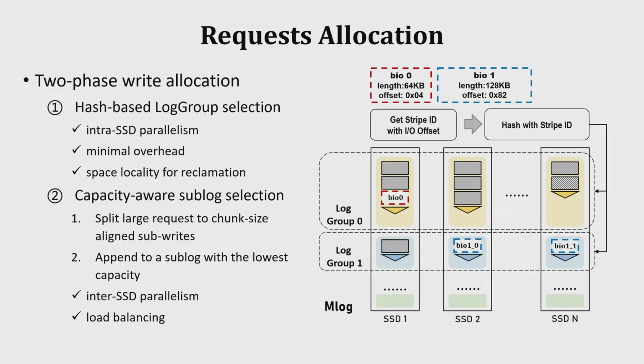Second, within the selected log group, the scheduler further employs a capacity-aware sublog selection method to equally split and distribute user requests across multiple specified sublogs. A small request will be written to the tail sublog with the lowest capacity, while a large request will first be split into several chunk-size aligned subwrite requests. This method utilizes inter-SSD parallelism to handle large requests by request splitting while balancing capacity usage across various sublogs.